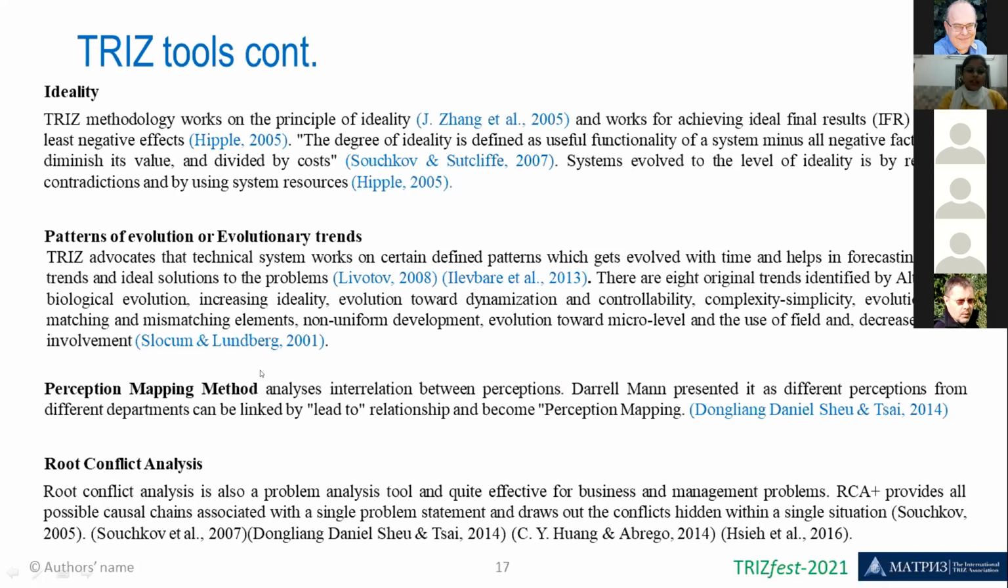And there are other tools which have now been discovered, like the perception mapping method, which analyzes the interrelation between perceptions. Darrell Mann presented it as different perceptions from different departments that can be linked by lead-to relationships and become a perception map. Then root conflict analysis, which was developed by Valeri. Root conflict analysis is also a problem analysis tool and quite effective for business and management problems. RCA Plus provides all possible causal chains associated with a single problem statement and draws out the conflicts hidden within a single situation.